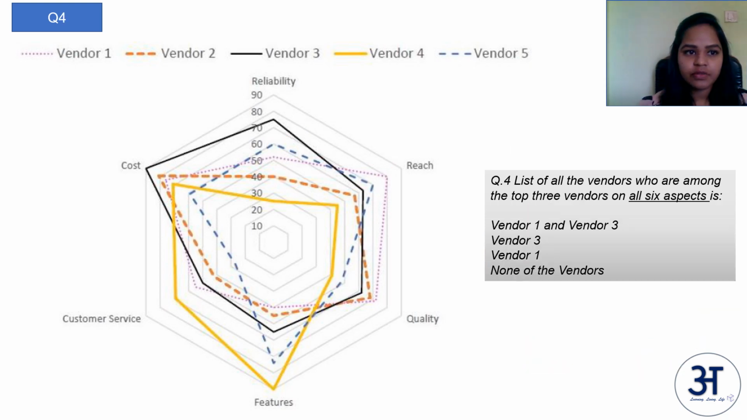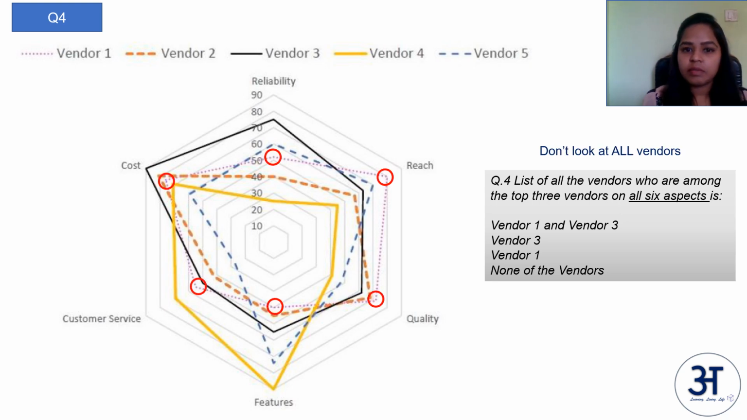Now let us go to question 4. List of all the vendors who are among the top 3 vendors on all 6 aspects. So they want those vendors who are either 1 or 2 or 3 in all the 6 aspects. For this, again, I've seen a lot of people taking all the vendors and all the aspects and forming a table and all that. So again, I'll first go through the options given. It's either vendor 1 or vendor 3 or both or none of them. So I'm going to look at only vendor 1 and vendor 3.